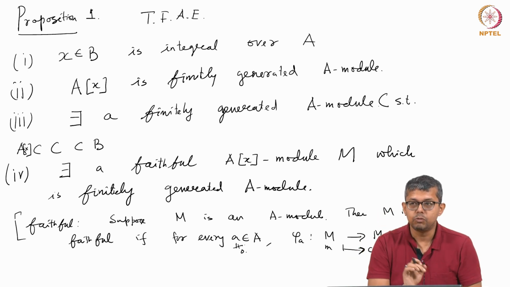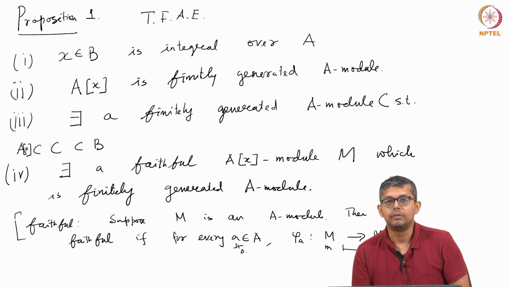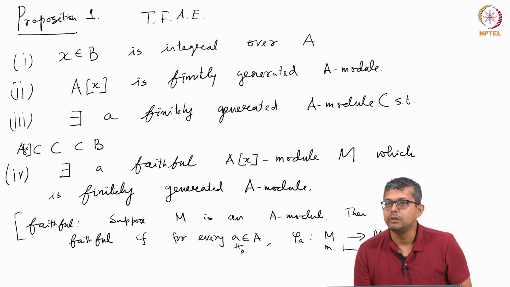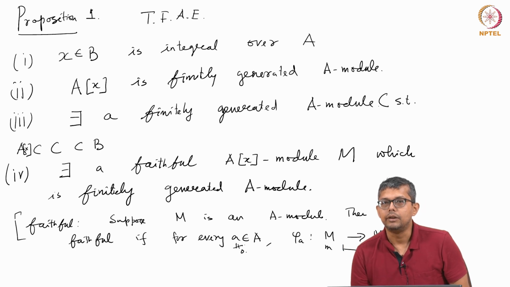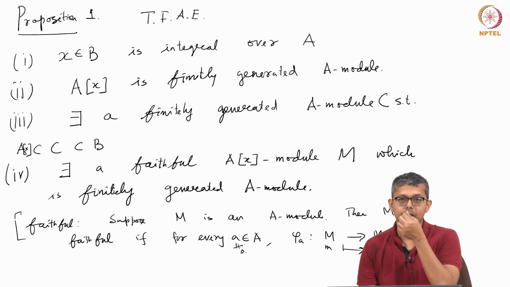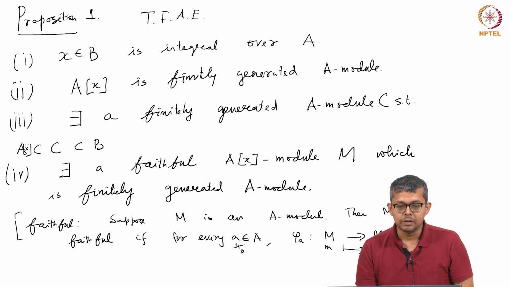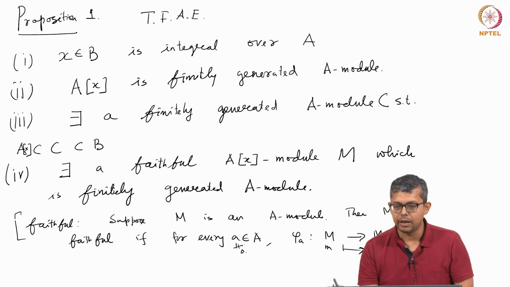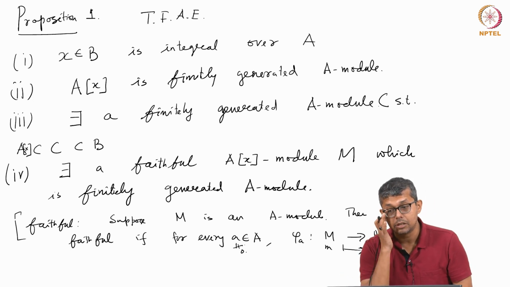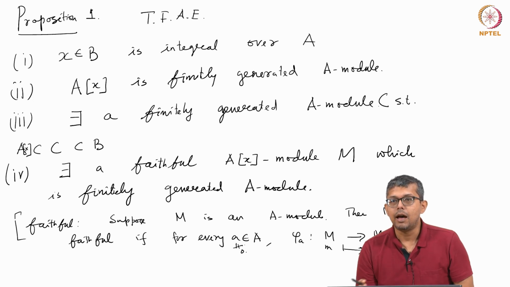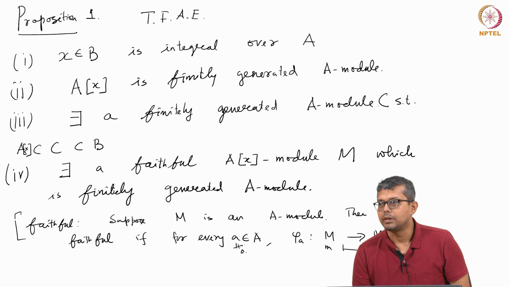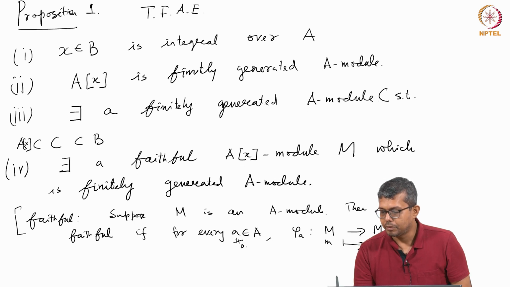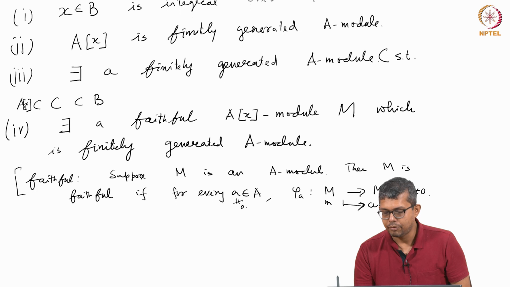Now, these four statements are equivalent, and as a consequence we will prove that the set of all integral elements of B over A is a ring. It forms a ring, it has a ring structure. First, if x is integral over A, then A[x] is finitely generated. This is a very easy consequence because you have some polynomial relation for x to the power n.